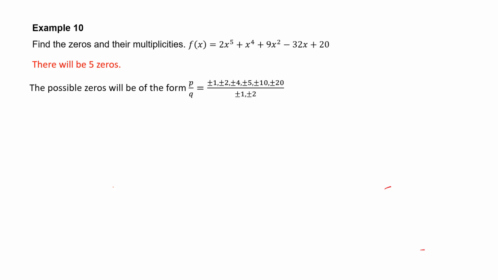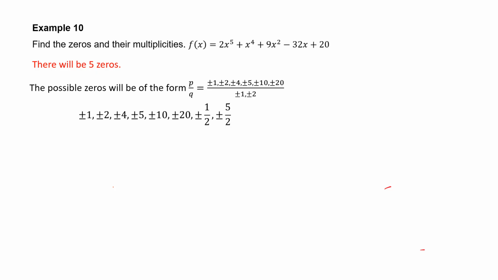So there are a whole bunch of possibilities there. We would have plus or minus 1, plus or minus 2, plus or minus 4, plus or minus 5, plus or minus 10, plus or minus 20, and plus or minus 1/2, and plus or minus 5/2. So if you go through all the different combinations, 1 over 1, 1 over 2, 2 over 1, 2 over 2, 4 over 1, 4 over 2, 5 over 1, 5 over 2, 10 over 1, 10 over 2, and 20 over 1, 20 over 2, you get all these possibilities for the possible zeros.